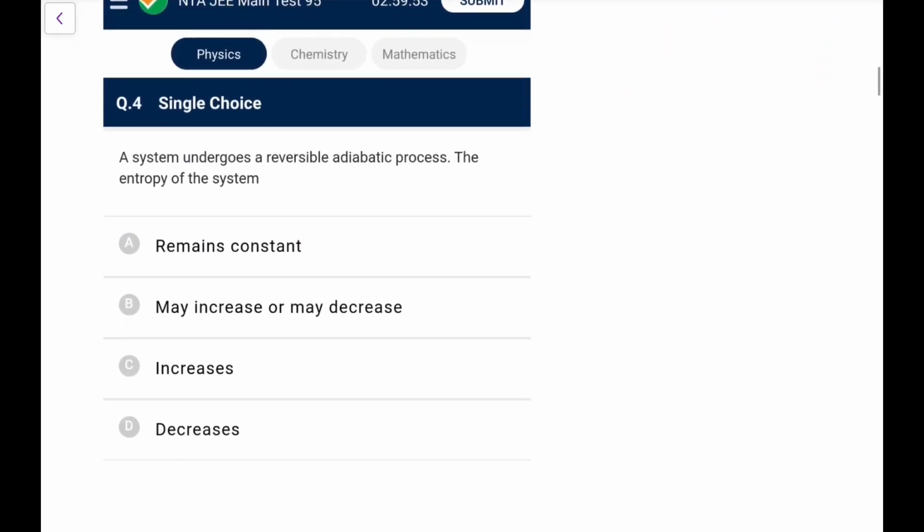Next, system undergoes a reversible adiabatic process. The entropy of the system, because it is a reversible adiabatic process, it's a reversible process. The change in entropy we typically define as delta Q by T, and delta Q here you know is equal to 0 because no heat is supplied or given, so it will remain constant. So that delta S is 0, or S will remain constant.